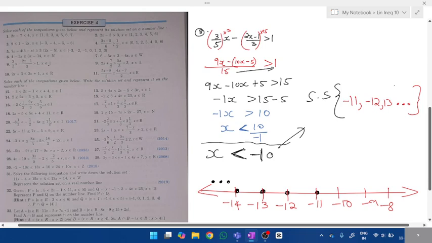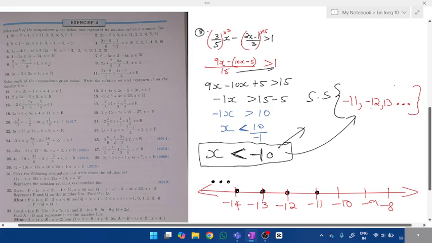How do you read this equation? What do you say? X is lesser than minus 10. So what are the numbers? See, x is less than minus 10 means whatever in place of x is given, these are the values. It can be minus 11, minus 12, minus 13.